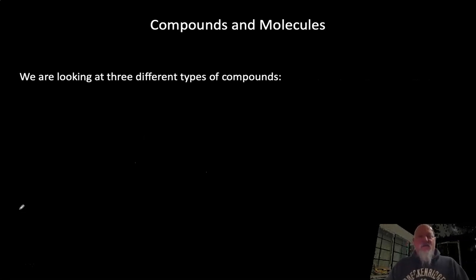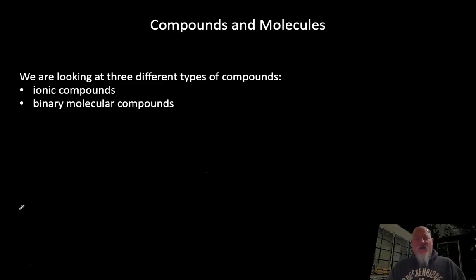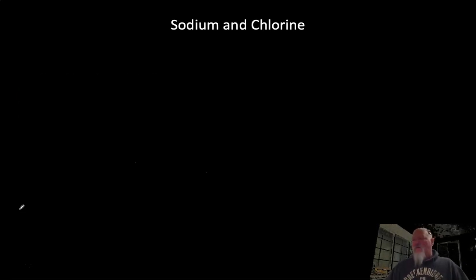So in this chapter, we are looking at three different types of compounds: ionic compounds, binary molecular compounds, and acids. In this video, we'll be dealing with ionic compounds, and there are two other videos to deal with the other two. So if we remember, we can interact sodium and chlorine. Remember the Lewis symbol for sodium is Na with one dot, because Na is an alkali metal, and Cl is a halogen, so it has 7 valence electrons.